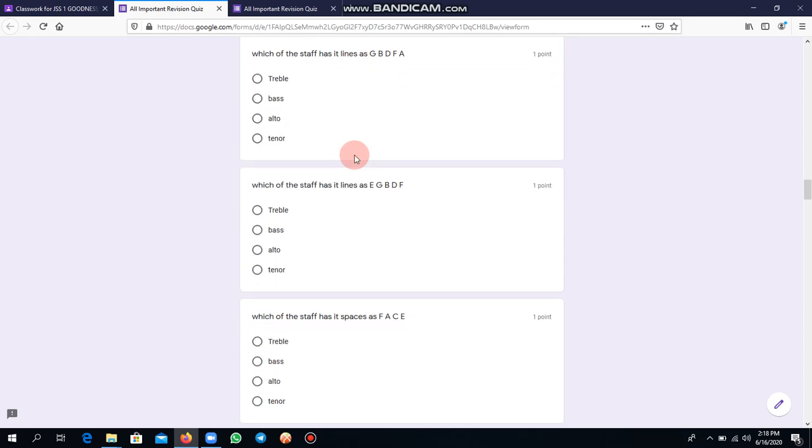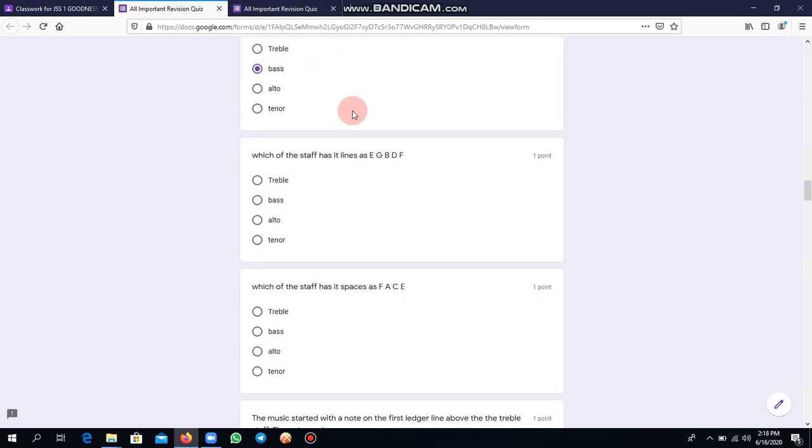Which of the staff has its lines as G, B, D, F? The first line of the treble staff is E, so this is not a treble staff. The first line of the bass staff is G. So if the first line is G, space will be A, the next line will be B, space will be C, the next line will be D, space will be E, and then the next line will be F, space will be G, and then the next line will be A. That is the names for the lines of the bass staff.